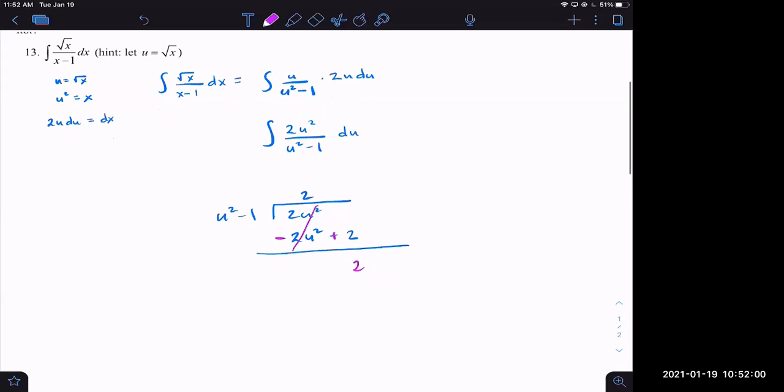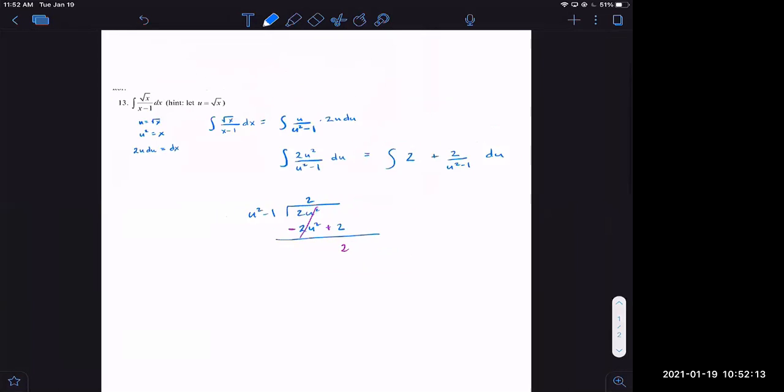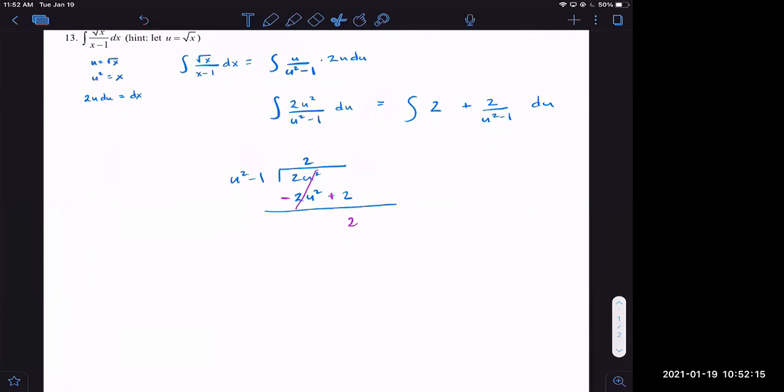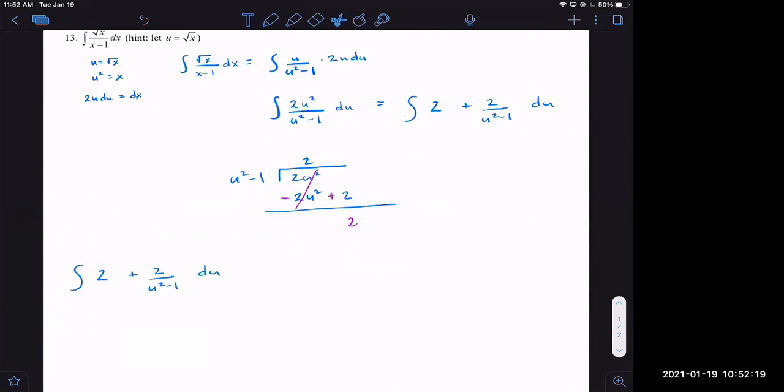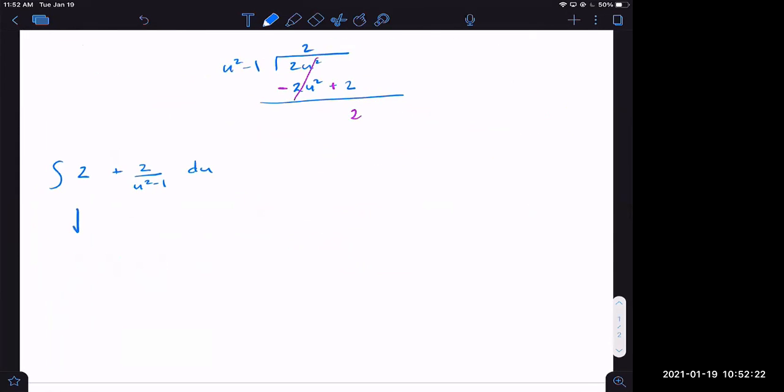Our rule is then, if we do long division, you get 2 plus the remainder over the original divisor. So we're really integrating that after long division. So at this point in the question, I'm thinking, okay, I'm going to take this down. The first piece is easy. What's the antiderivative of 2? 2u. So currently, because everything's in terms of u, I'll go back to x at the end.